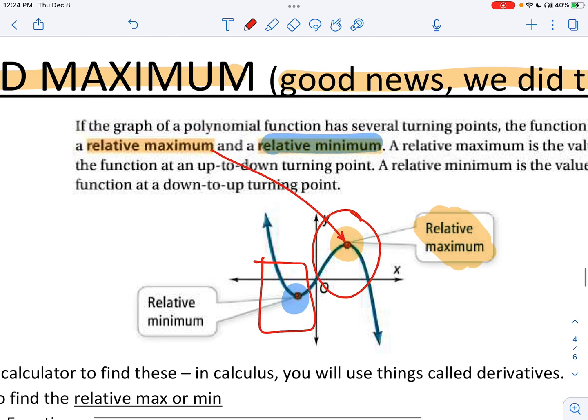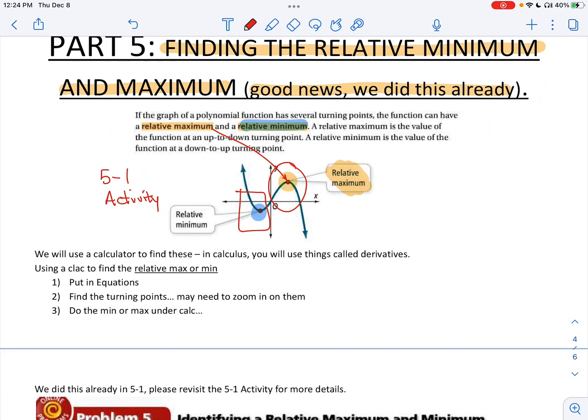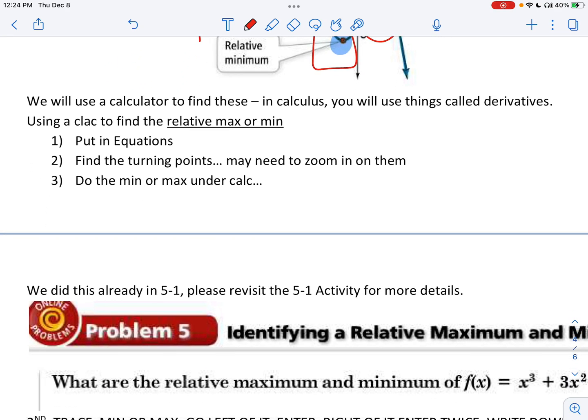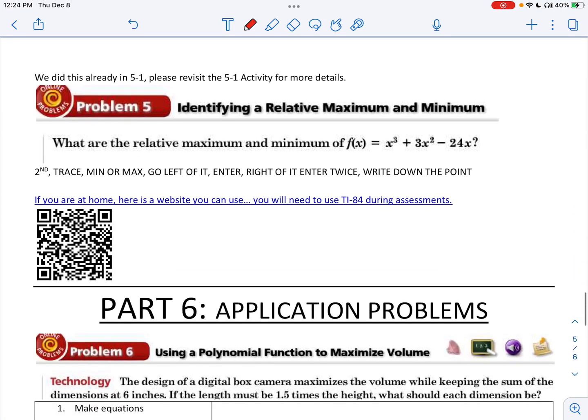But we already learned how to do these back in the 5-1 activity, so please feel free to look back at those notes if you want to. I'm not going to go over that again because I'm sure you don't want me to. You use your calculator, put your equations in, find the turning points, decide if they're mins or maxes, and write them as a point. If you want to give that a shot, I will just tell you the answers because again, we've done this, so I don't feel like it would be to anybody's benefit to do it again.